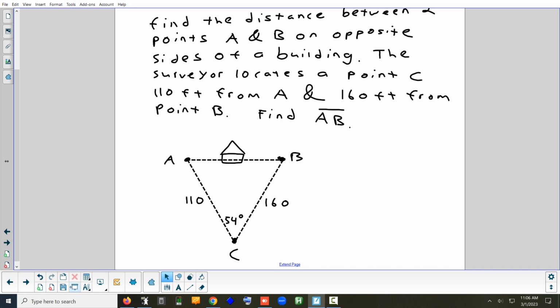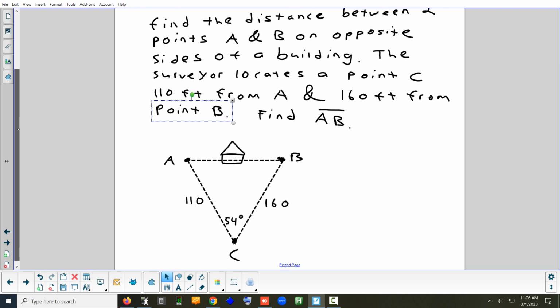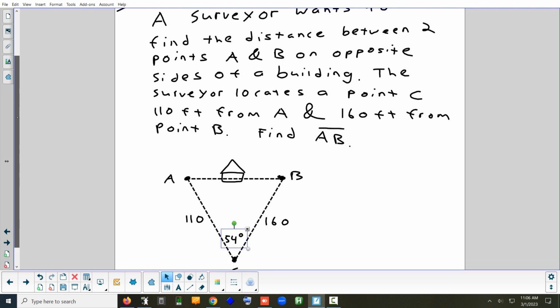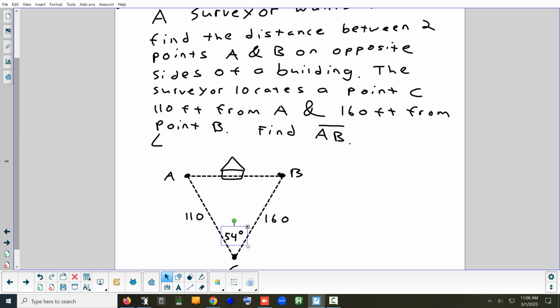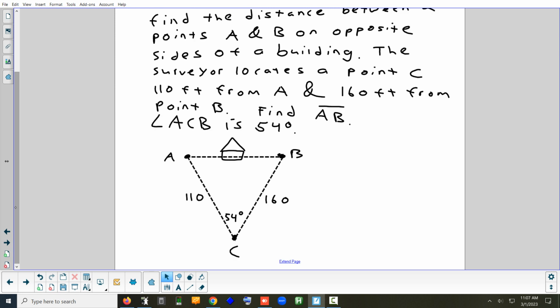The distance from point C to point A is 110. The distance from point A to point B is 160. And they also have to give us the angle. I don't think that's mentioned in the word problem, so I'll just add that in. Angle ACB is 54 degrees. It tells you that in the diagram, but I just didn't say it in the word problem. Without that you couldn't do this.